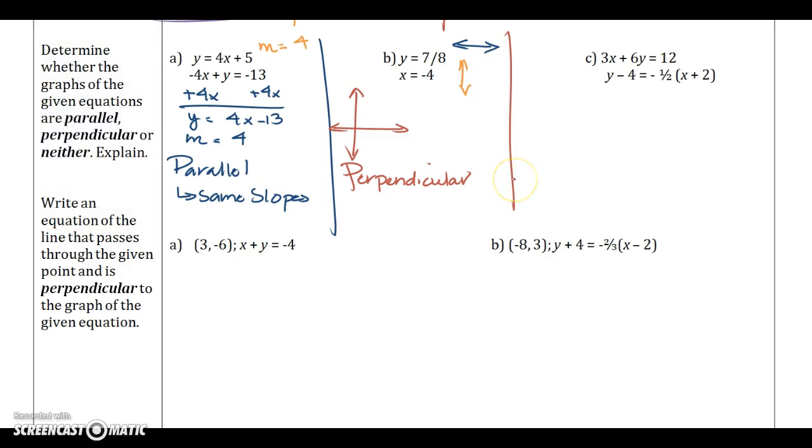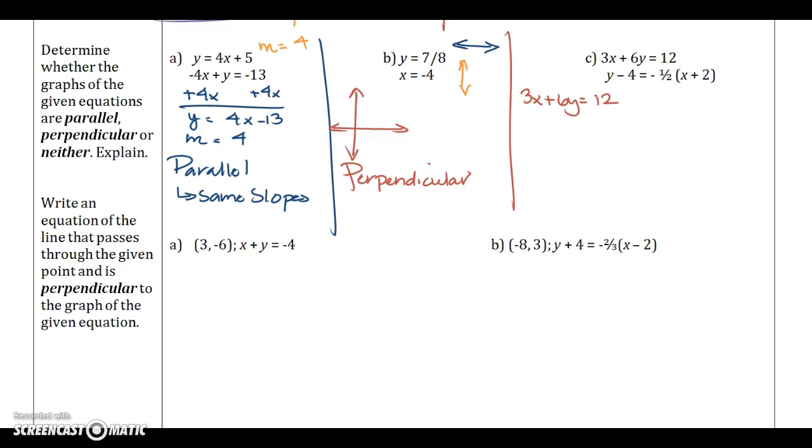If you could please go ahead and press pause. Here's what I need you to do, and we'll do it step by step. First thing I want you to do is to take this equation, which is 3x plus 6y equals 12, and I would like for you to solve for y. Get it in slope-intercept form, because looking at it right now, I have no idea what the slope is.